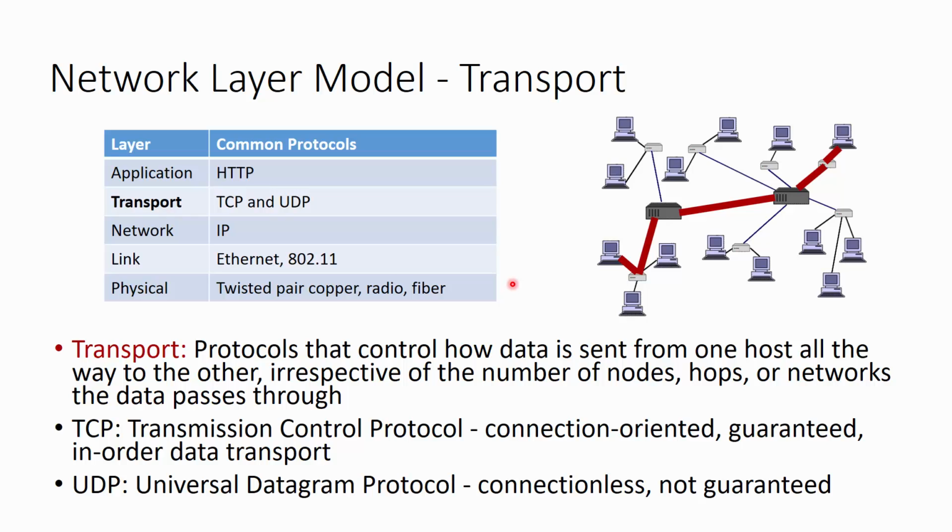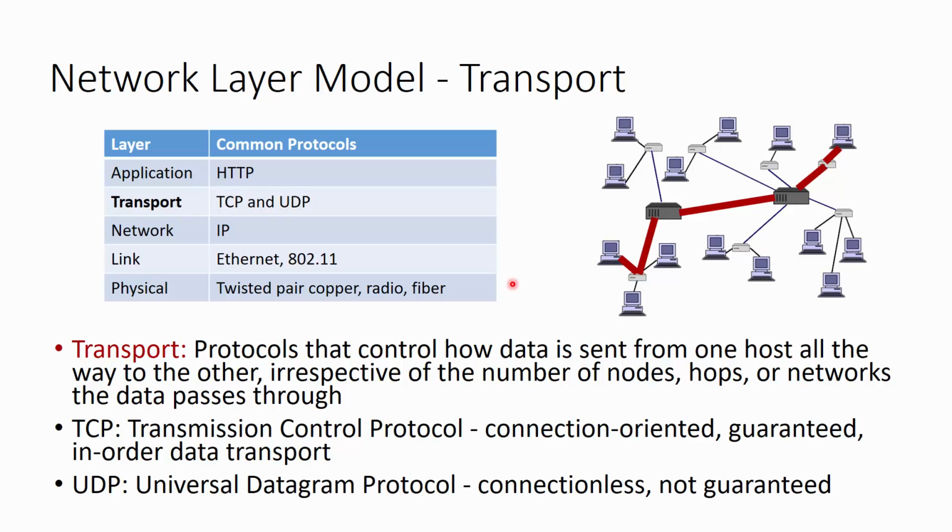And it doesn't matter how many nodes or hops or networks the data gets through, the transport layer deals with the entire connection path. And there are two primary ways that it's going to get data from point A to point B. There's more, but these are the two primary ones that are used. TCP, Transmission Control Protocol, is connection oriented, which means that both sides establish the connection and then use it. It has guaranteed transport of the data and guarantees that the data will be arriving in the same order that it was sent. We'll talk more about this in a bit.